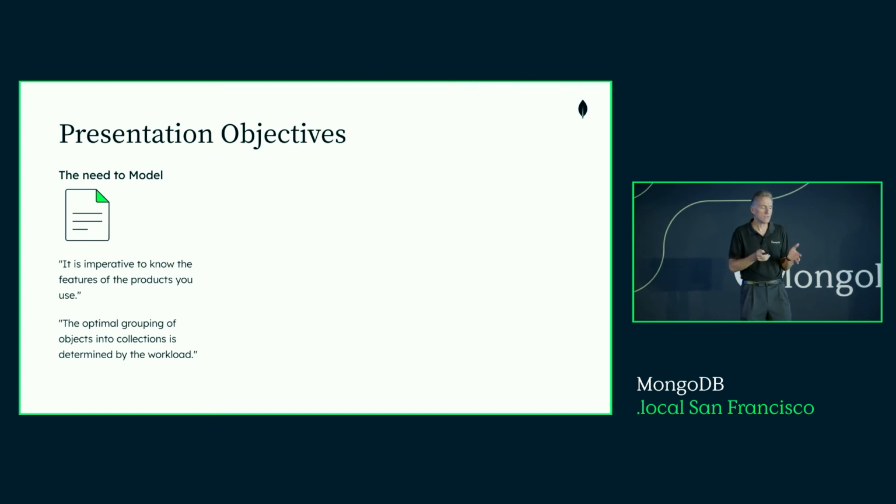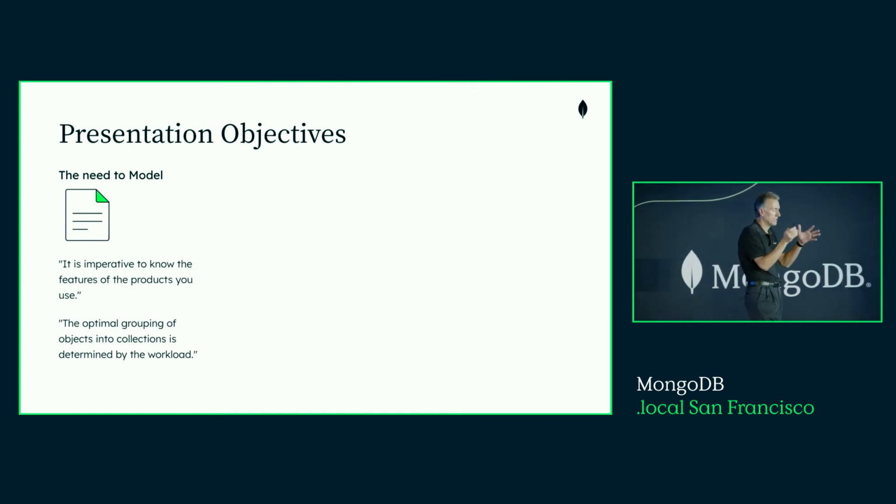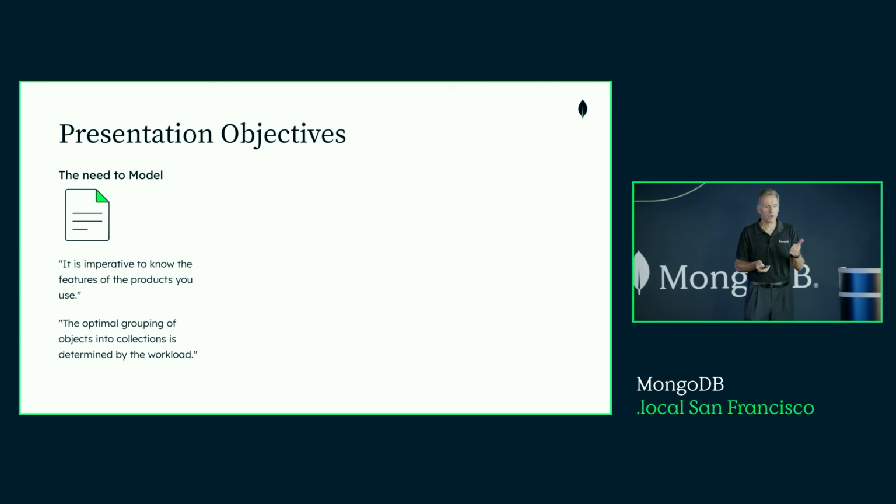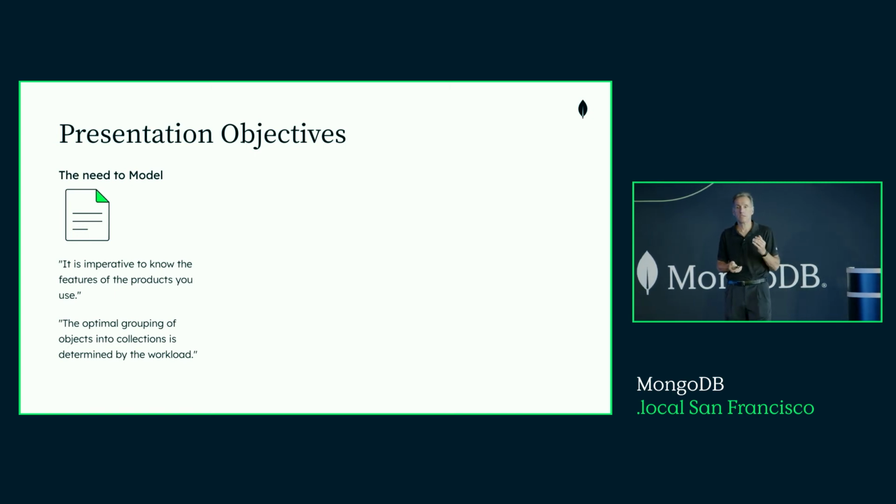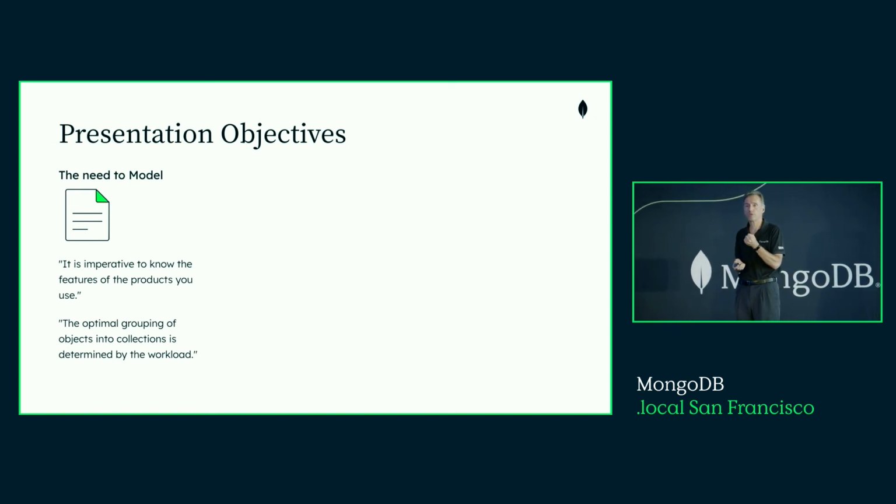So in that presentation, we divided into 3 sections. So first, we had the need to model. So it's imperative to know the feature and the product you're using. And secondly, the thing to remember is the optimal grouping of objects and collection is determined by the workload. So it's very important to describe your workload first, identify those important queries, and refine them with more information, so you know that you're going to model because of those.